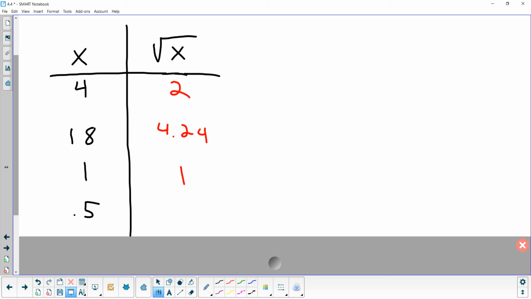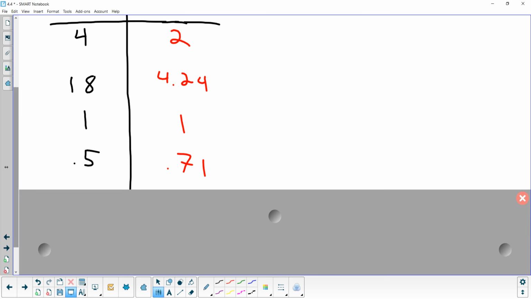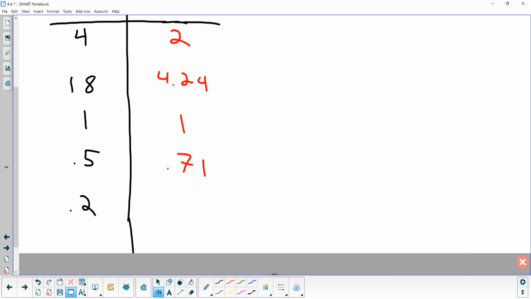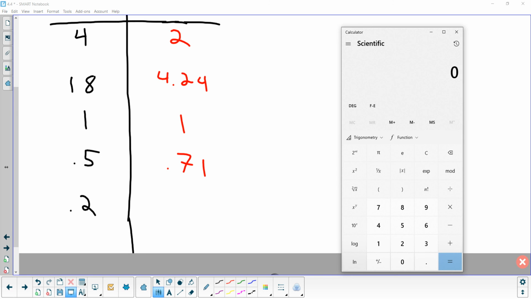You'd have to probably do it on your calculator. 107, if you do it on your calculator, it's 0.71. Is that what it rounds to? Yep. So it does. It gets a little larger. And the square root of 0.2, I don't know what that is, but it will get a little larger. 0.45. Yep.